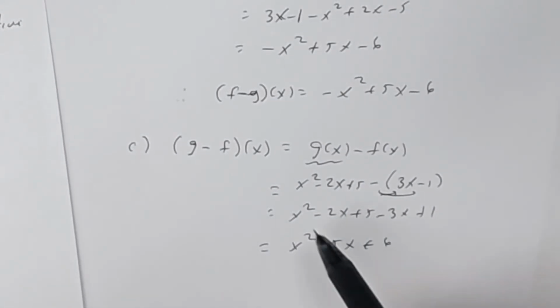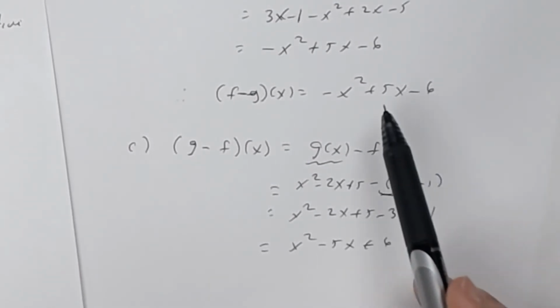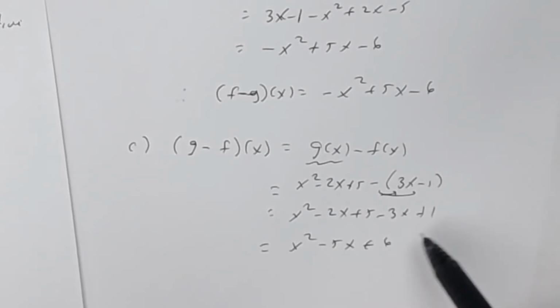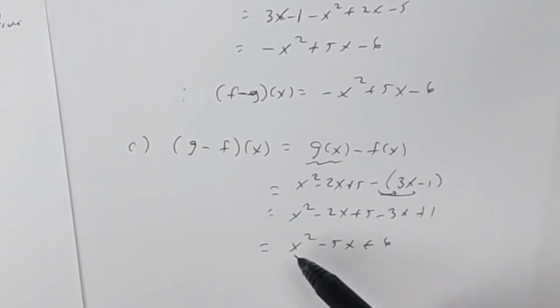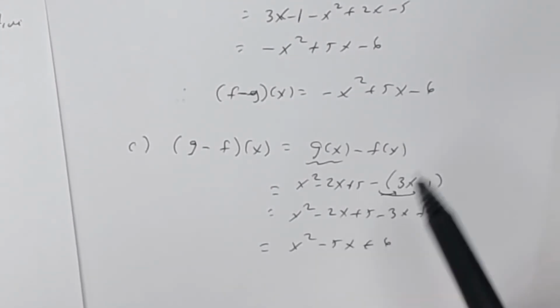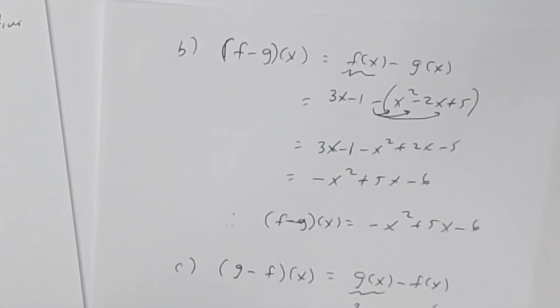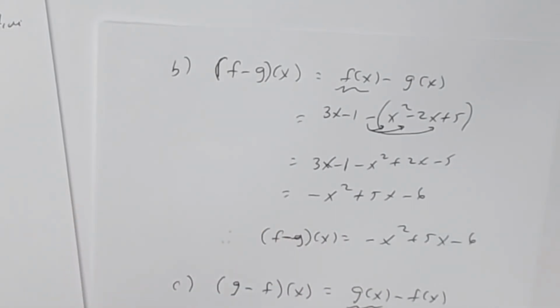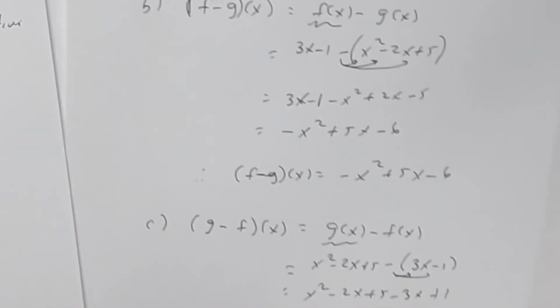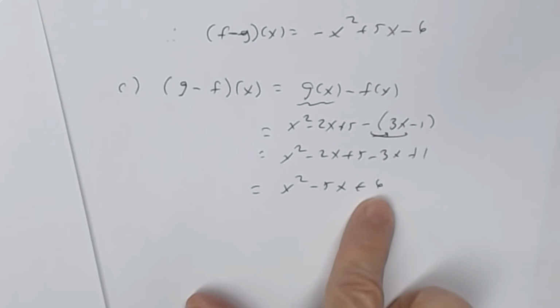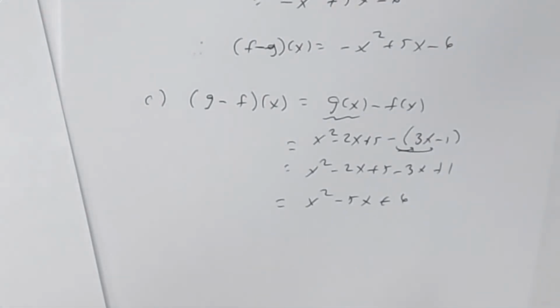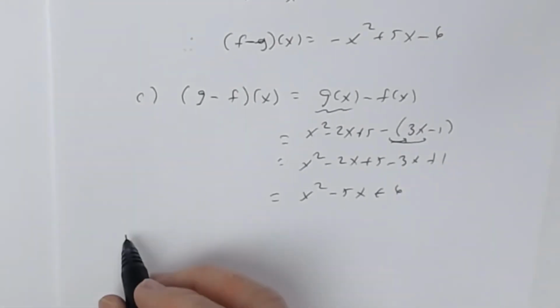All right, so g minus f at x is this. I want you to notice that, see how the terms are opposites of each other? Negative x squared, positive 5x, negative 5x, negative 6, positive 6. Okay. All right, now, so you now know that subtraction is not commutative. You get different expressions.